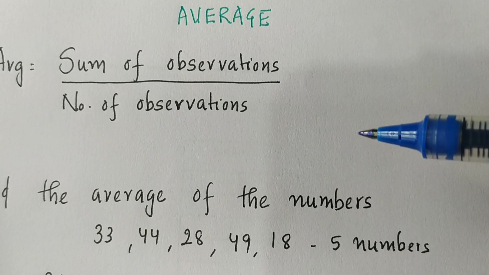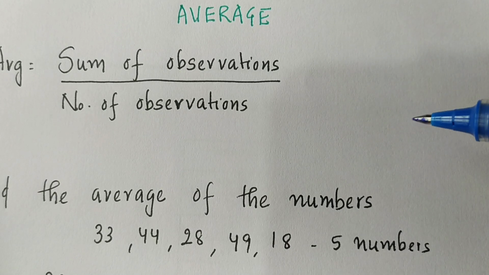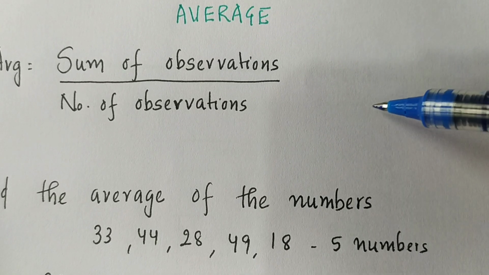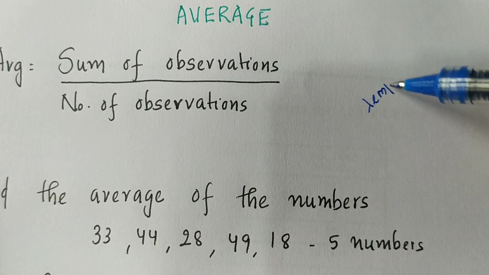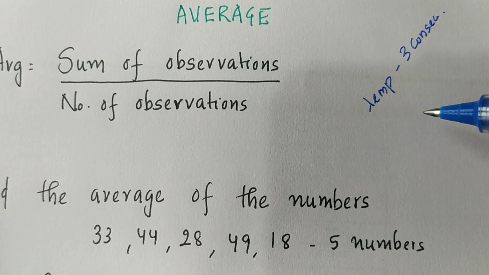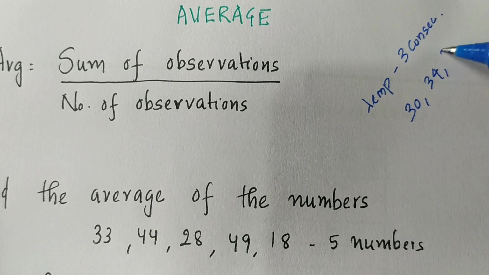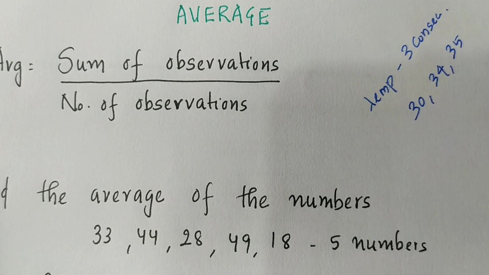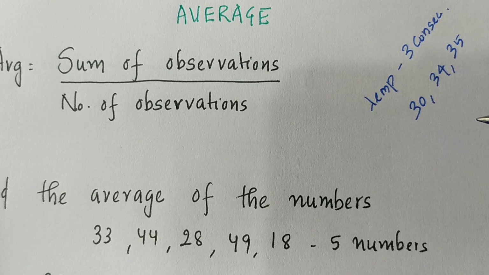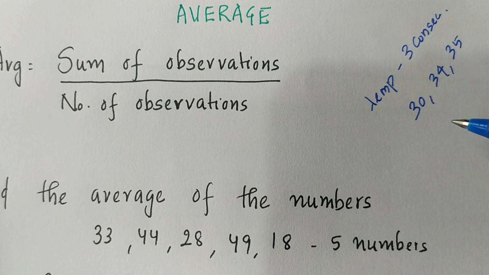Let us take the example subject-wise marks of a student or day-wise temperature recorded or something like that. Let us take for example day-wise temperature recorded for 3 consecutive days. So let it be 30, 34 and 35. So these will be observations. How can we find out the average temperature for the 3 consecutive days?